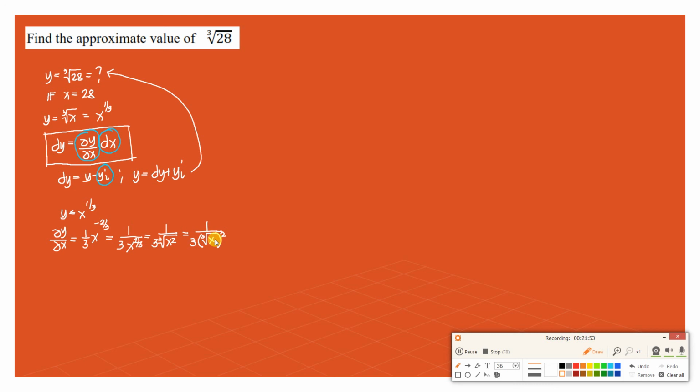Kasi mamaya gagamitin natin yan. Okay, so meron na tayong partial derivative of x squared. So, substituting partial derivative to dy, okay, so we have 1/3 cube root of x quantity squared dx. Okay, so yun yung magiging value ngayon natin. So, ano yung gagamitin nating value ni x? Siyempre, hindi 28 kasi yun nga yung pinaka-problem doon, no? So, dito, yung x na to, gawin muna natin siyang initial.